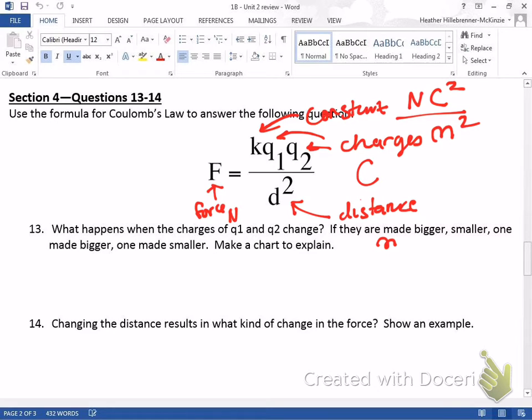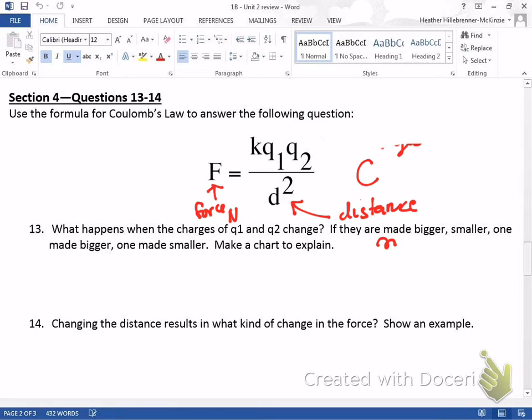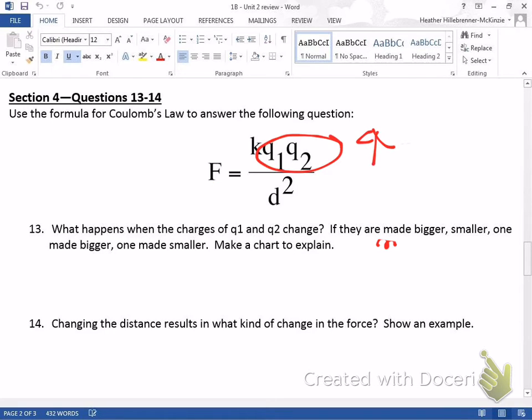What happens when the charge of Q1 and Q2 change? So, if I make Q1 and Q2 bigger, what happens to my force? It becomes stronger. It has to get stronger, because if I have my numerator and I have my denominator, you all know this from math class, right? If I increase my numerator, then my force has to get bigger. True?